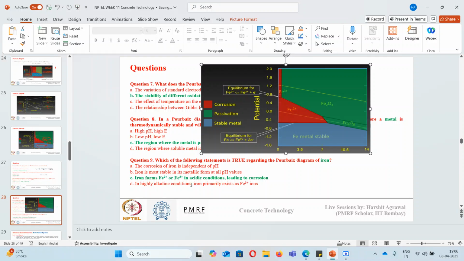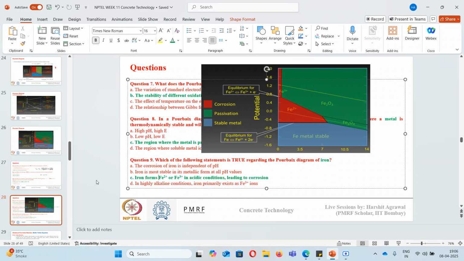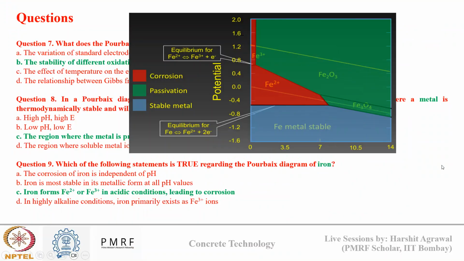In high alkaline condition, iron exists in Fe3+ state, so we can see it doesn't exist. Iron is mostly stable in its metallic form in all pH values. Though it is stable in metallic form in all the pH range, it depends upon the potential also, not irrespective of potential. And the corrosion of iron is dependent upon the pH, not independent of the pH. So all other statements are incorrect. The statement will be right. Okay, so let's move ahead now.